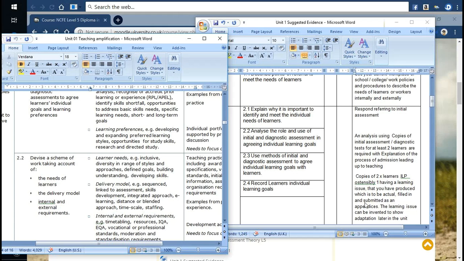So that's looking at them, doing analysis of that, so copies of the initial assessment, any diagnostic tests, if necessary. If you've not got them, it doesn't matter, for at least 2 learners, with an explanation of the process of admission leading up to teaching.